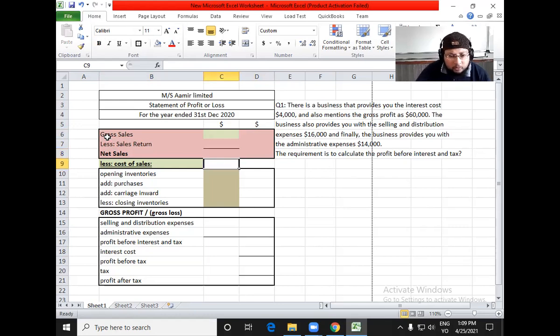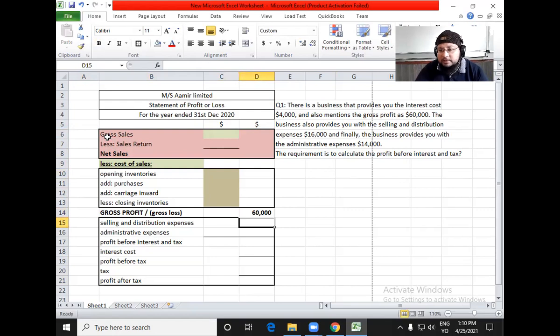Okay, second, do you use this area, which is the calculation of cost of sale? No, obviously not. Why? Because you are not provided with the opening inventory, you are not provided with the carriage inward or closing inventory. So neither are you asked to calculate the cost of sale. So you will start your question from this portion, which is called gross profit, which is given in the question.